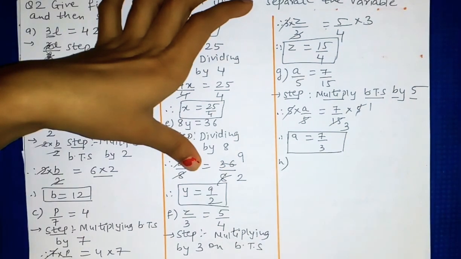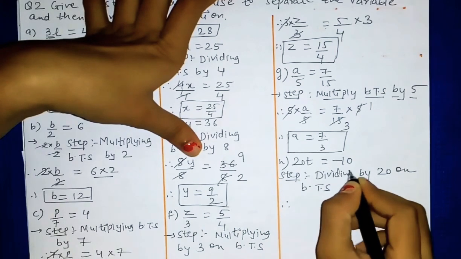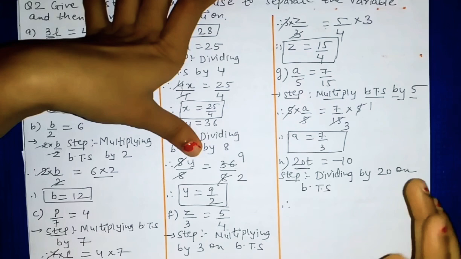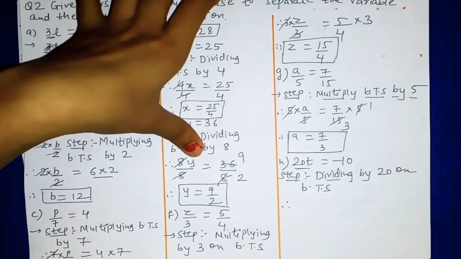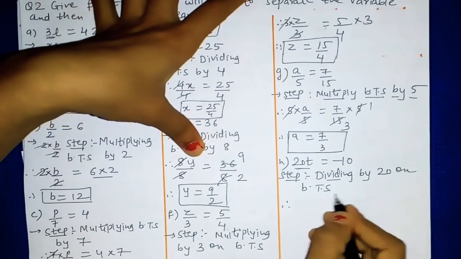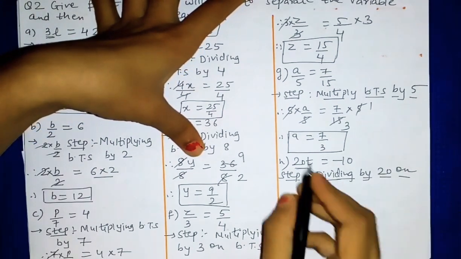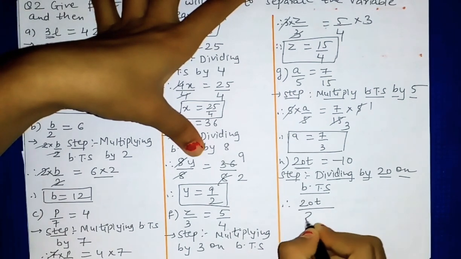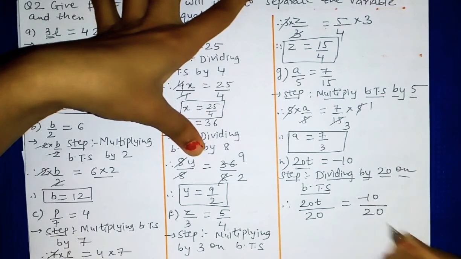Now last question. So this is the last equation, 20t equal to minus 10. Now this 20 is in multiplication. So we have to do division. So we will divide by 20 on both the sides. So this will be our step. Dividing by 20 on both the sides. So here 20t is there, so we will divide by 20. This side minus 10 is there. We will divide by 20.